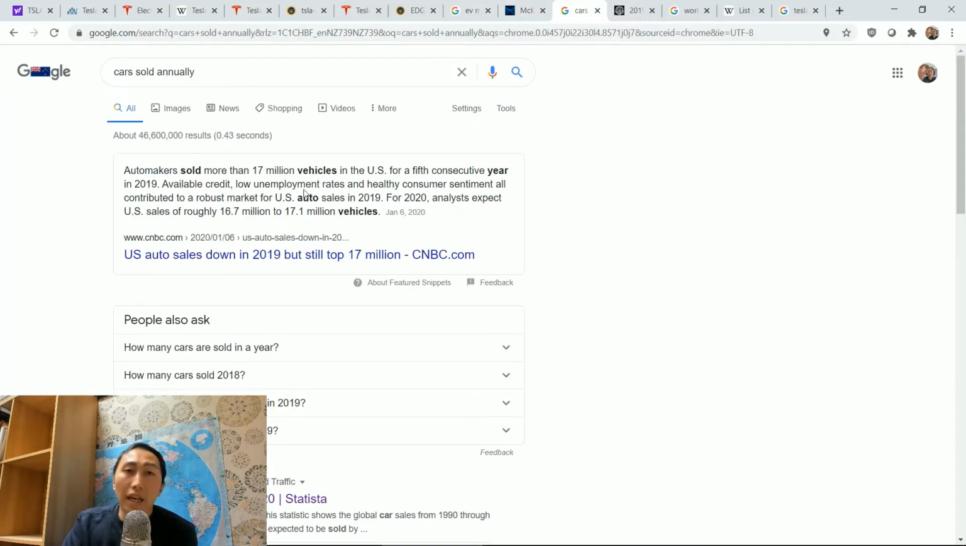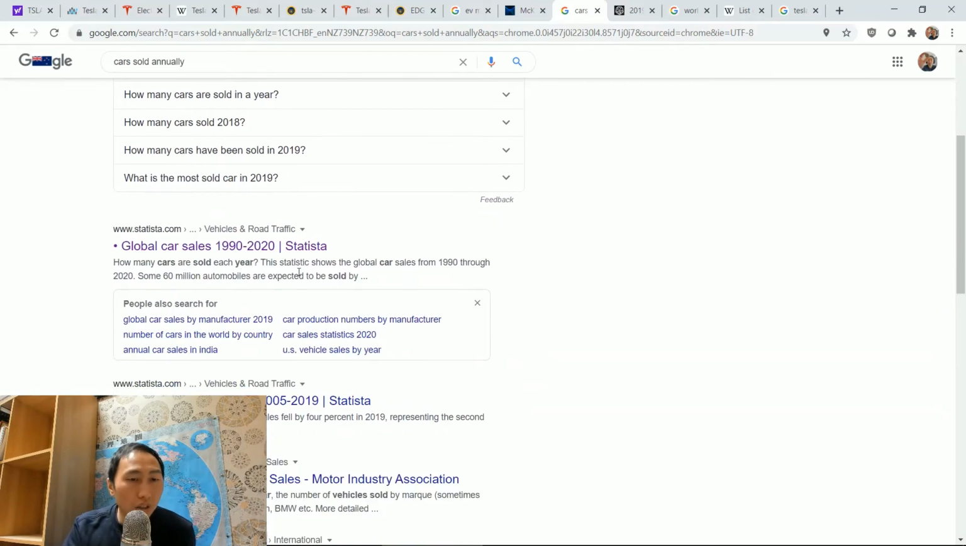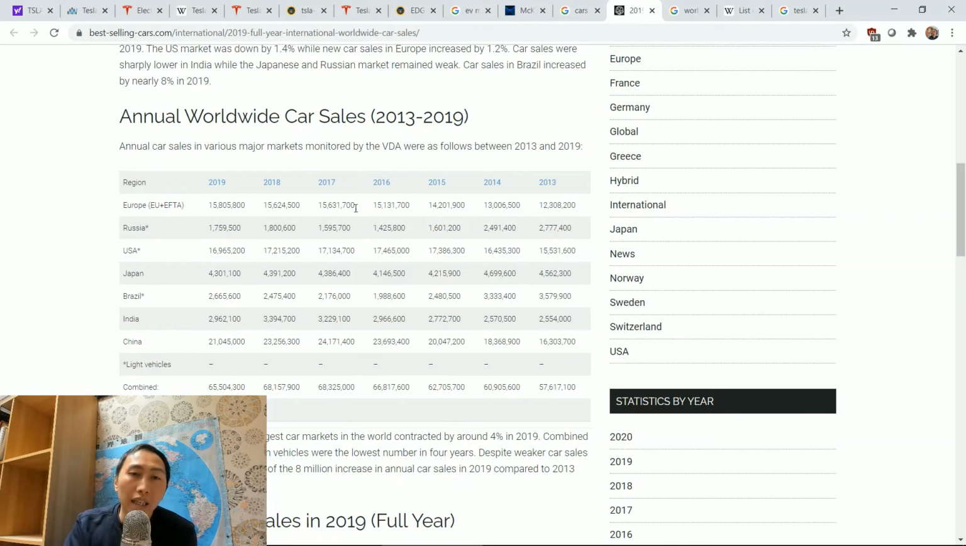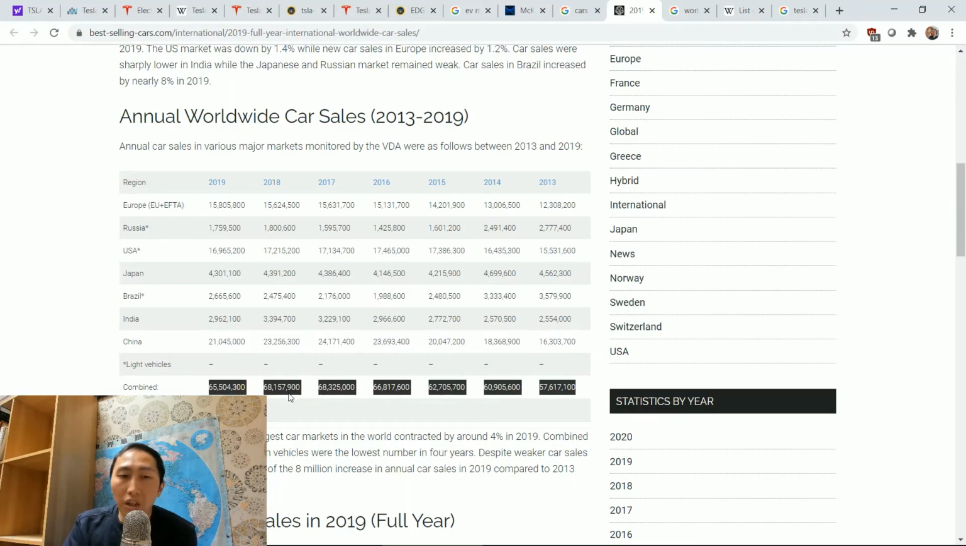We can also look at a much broader figure, like cars sold annually, and if I click on this global statistics link, very quickly I look at the amount of cars being sold around the world. We can see China is a very large market. The amount of cars sold around the world is around the mid 60 millions, and in China it's just above 20 million. China has a third of the car sales in the world.